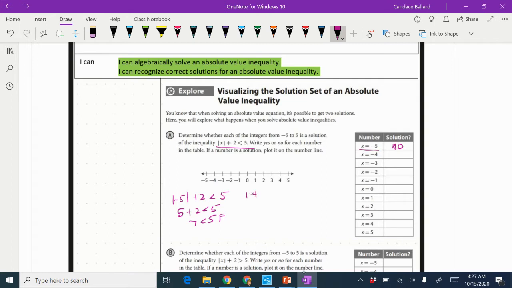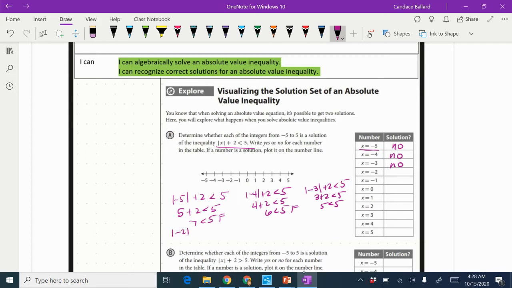So the absolute value of -4 plus 2, is it less than 5? The absolute value of -4 is 4, plus 2 is 6. And still, that's a false statement, right? 6 is not less than 5. So that's no. I'm going to do the -3. The absolute value of -3 plus 2 is less than 5. The absolute value of -3 is 3, plus 2 is 5. That is a false statement because 5 is not strictly less than 5. So this one's no. All right, let's look at the next one.